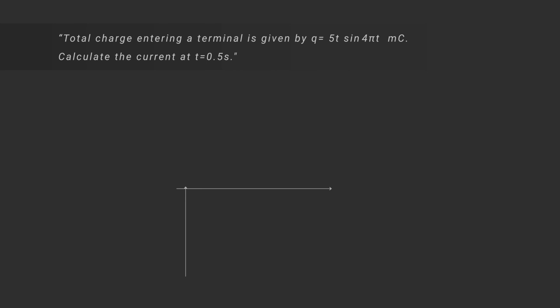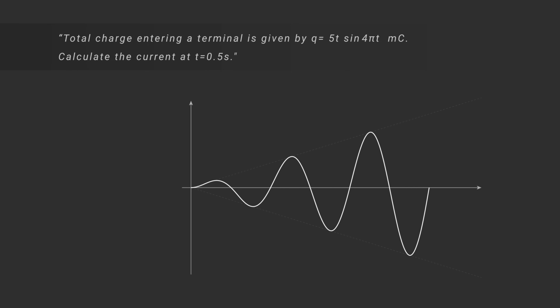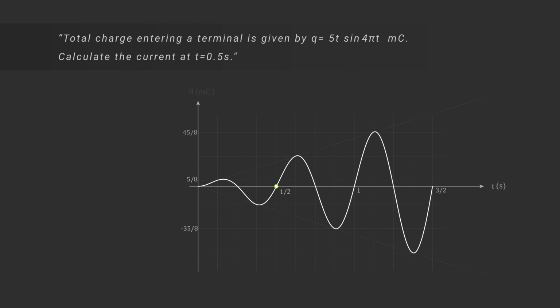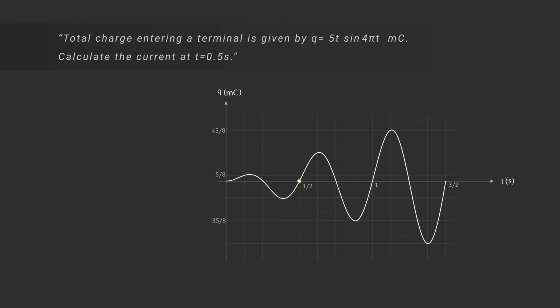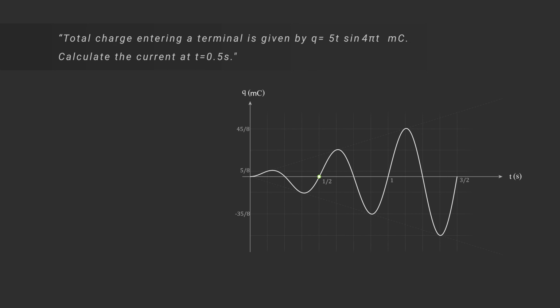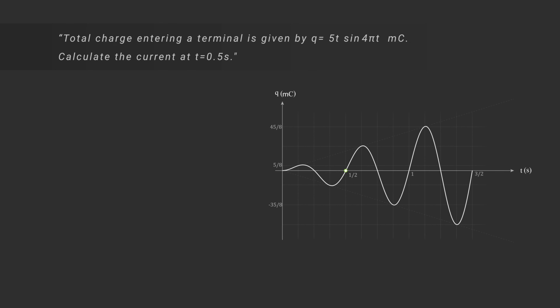Let's take a step back and look at the graph of this equation. As you can see, it's not a straight line like before. Instead, it's a smooth curve. This tells us that, unlike the previous problem where we had a constant current, here the current is changing all the time.